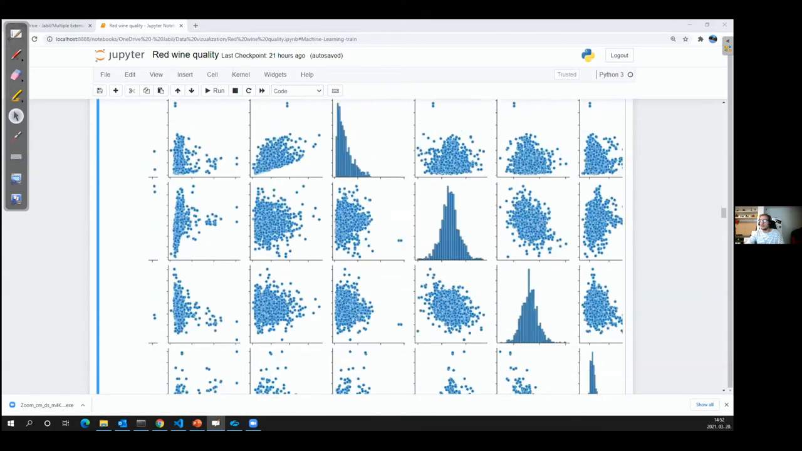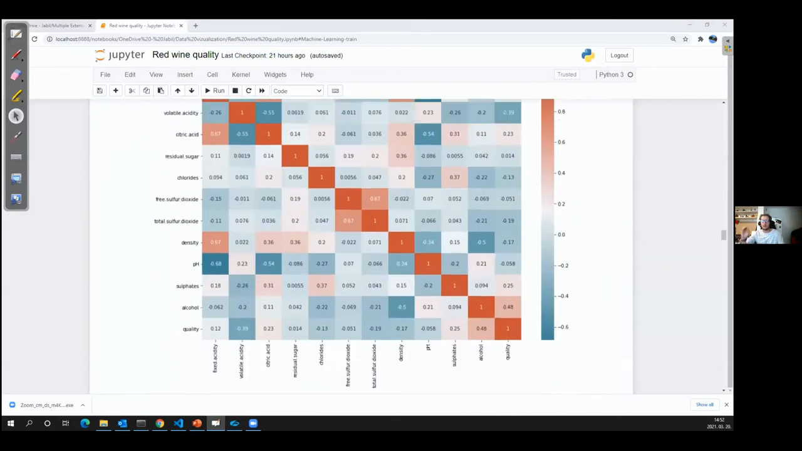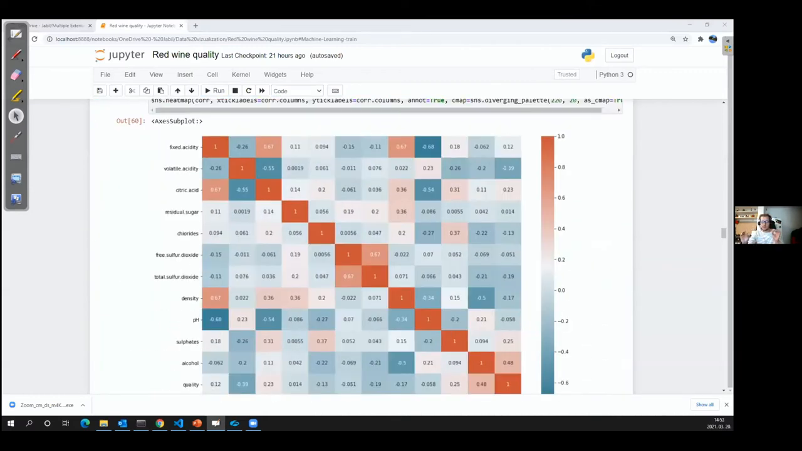We create a so-called correlation matrix from our data set, basically all of the combinations of the columns of our data, and the correlation value is between minus 1 and 1. So 1 is the highest positive correlation value, and minus 1 is the highest negative correlation value.